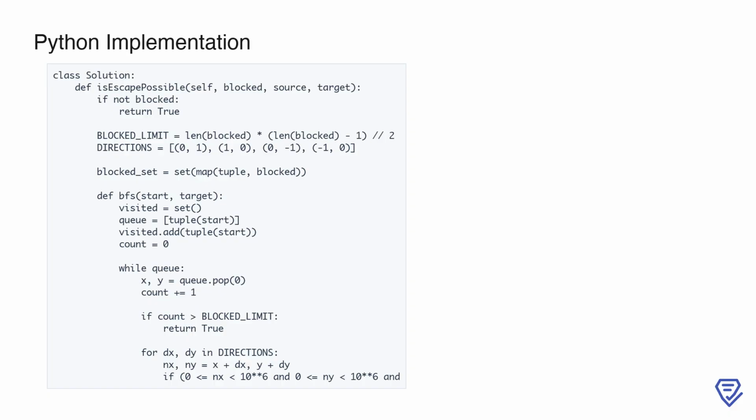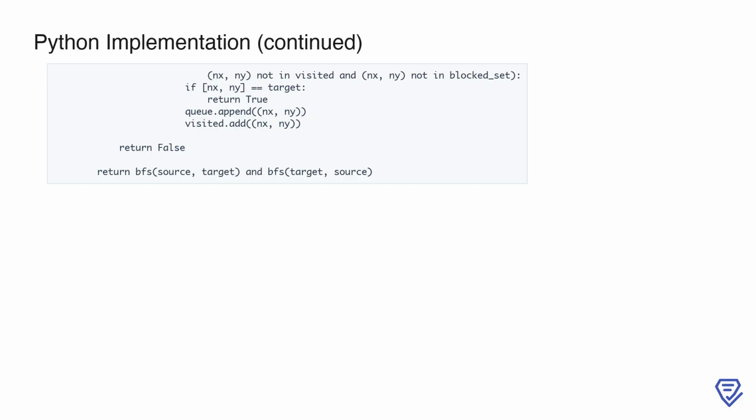The main loop of the BFS begins by dequeuing the next cell and incrementing the counter. If the counter exceeds the blocked_limit, we conclude that the exploration area is unconstrained, and we return true. Now, inside the BFS loop, we iterate through all possible movement directions. For each direction, we calculate the coordinates of the next cell by adding the direction offsets to the current cell's coordinates. We then check several conditions. The new cell must be within the valid maze boundaries, it must not have been visited already, and it must not be in the blocked_set.